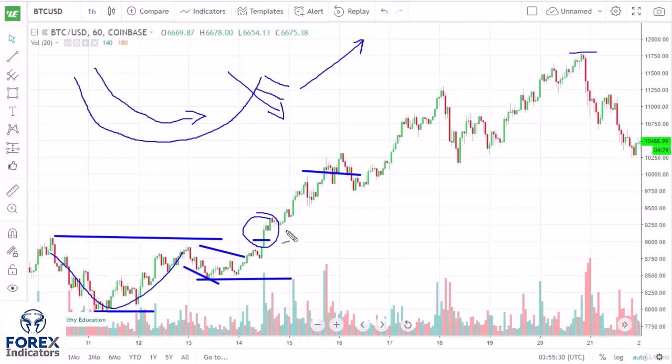At the same time, the sellers feel bad. They have to reverse their position, and then we continue to rally. Cup and handle is a pattern that matters more on higher time frames.